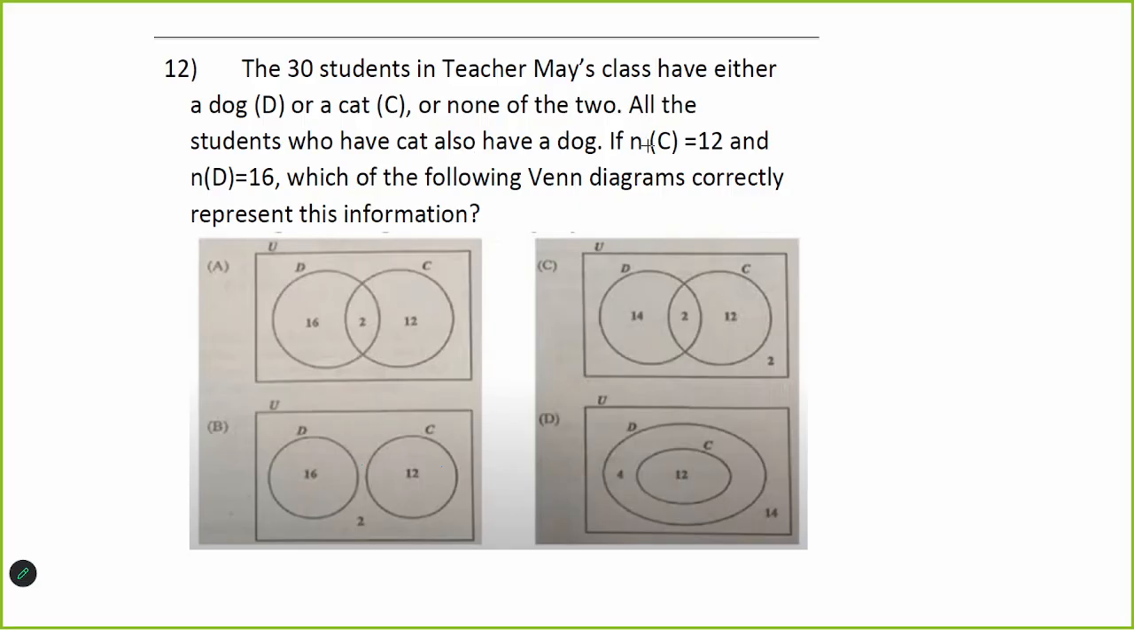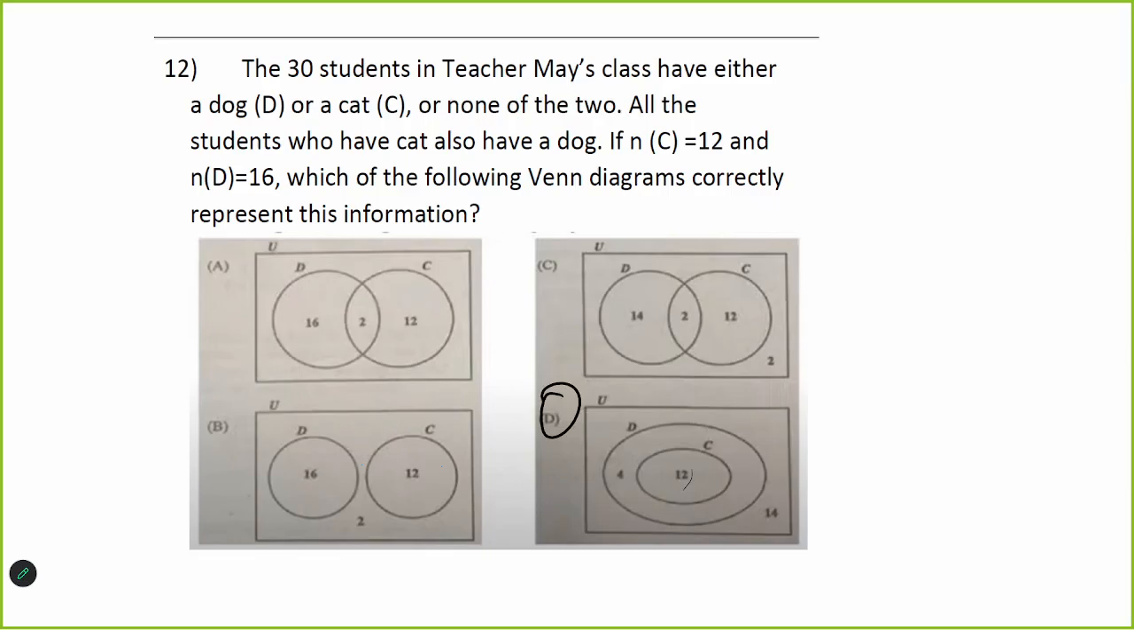right? They said the number for cats is 12, the number for dogs is 16, and all students who have cats and dogs, hold on, if this 30 students in teacher's maze class have either a dog or a cat or none of the two, right? None of the two means they don't have any in common, right? All the students who have cats also have a dog. So cats, all the persons who have cats also have a dog. So I believe the answer is D.